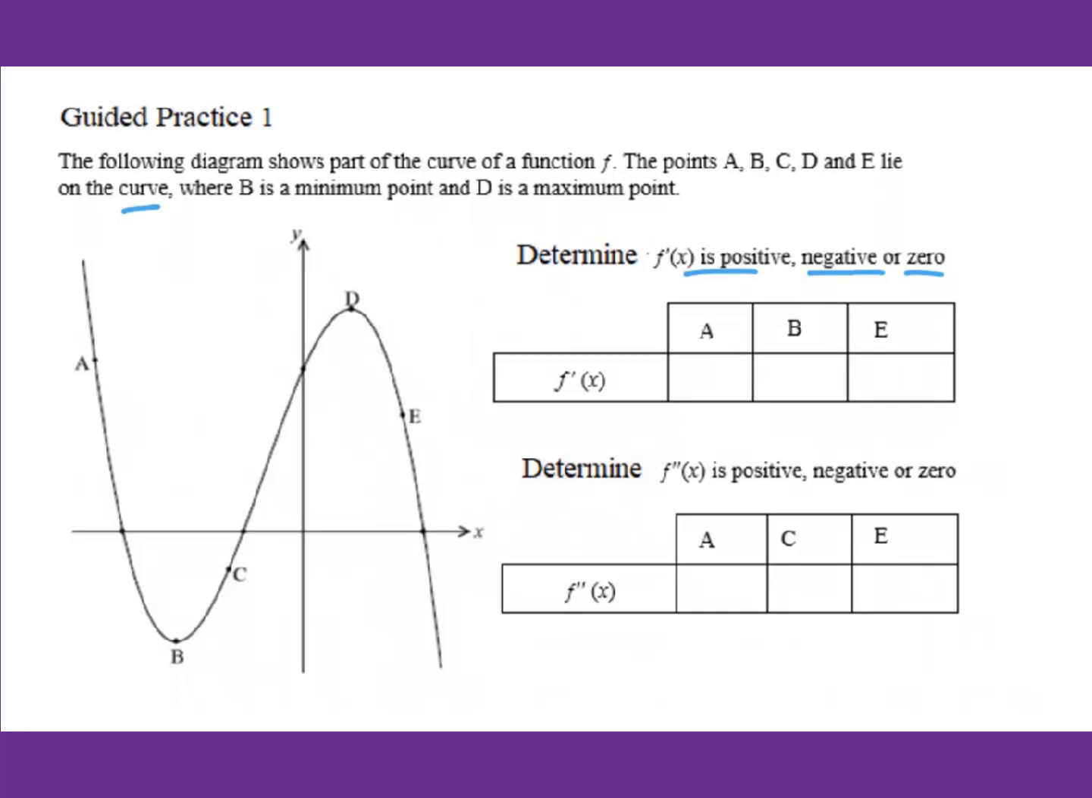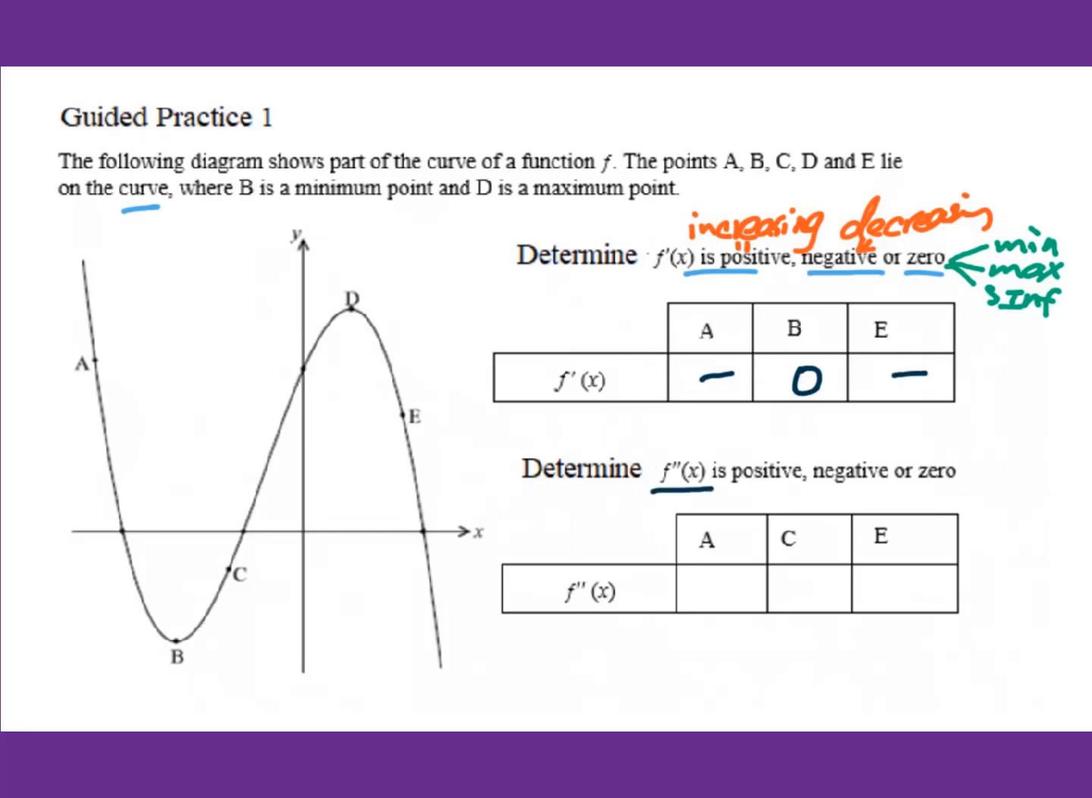You just need to check if the graph is increasing. Then the first derivative is positive. Decreasing, that will be negative. For 0, you need to make sure it's a minimum, maximum, or stationary inflection point. Therefore, for A, this is going down, decreasing. Therefore, it's negative. For B, this is a minimum, so here's a 0. For E, going down, still negative.